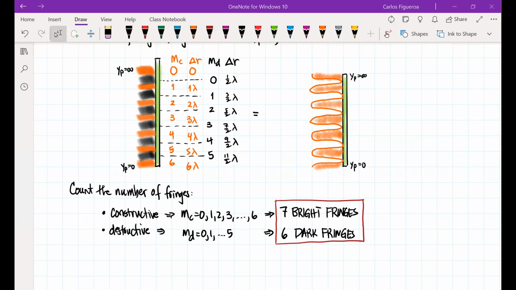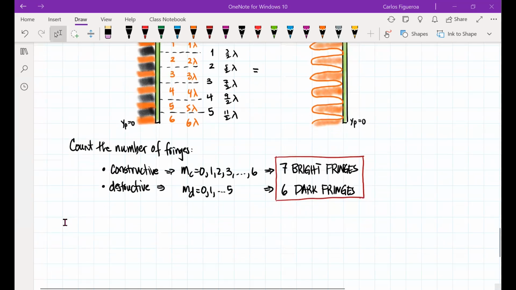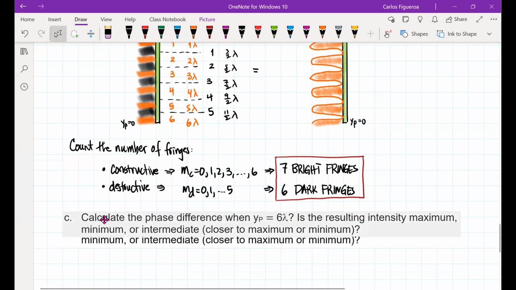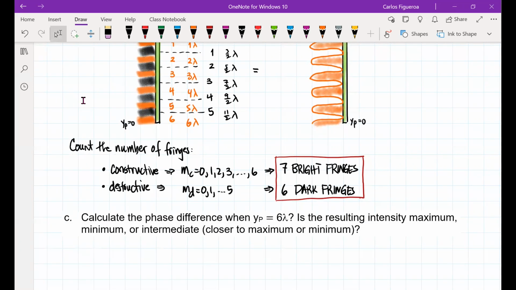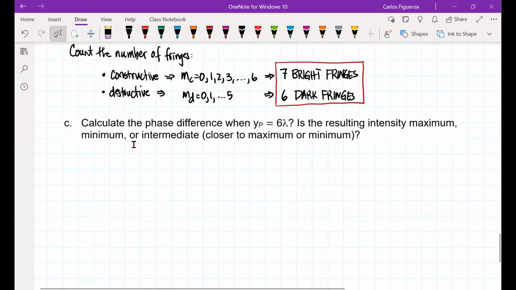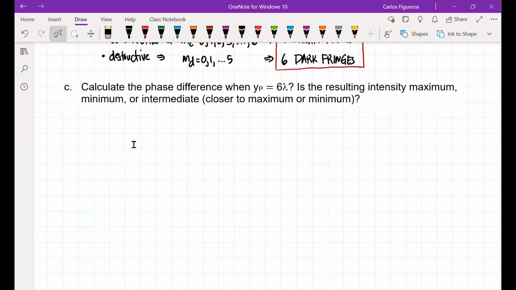So instead of going all the way back up, I'm just going to come in here and put in part C. So now our job here is that we want to calculate the phase difference when yp is equal to 6. So let's go look at that. So what we're asking, right? What is the phase when yp equals 6 lambda.